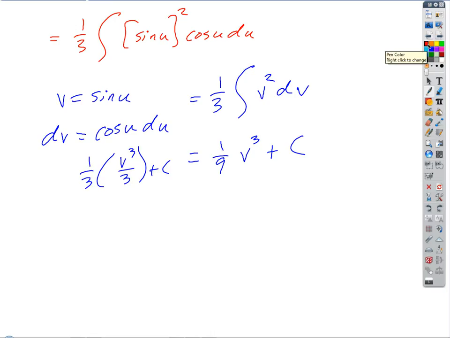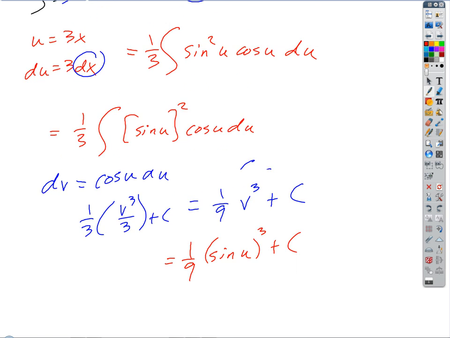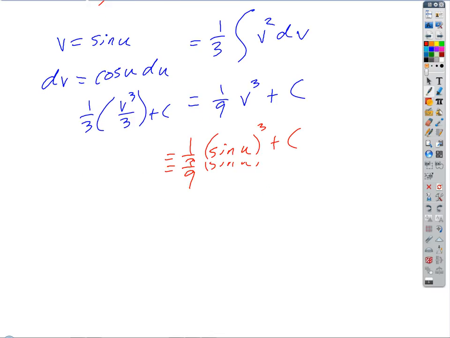Okay, but we made two substitutions, so we have to work our way back through both of those. We have to undo them in order, right? We said v was sine u. So first we get 1/9 sine u cubed plus c. And then finally, if we work all the way back, u equals 3x. So we get 1/9 sine cubed of 3x. Okay? We're done.